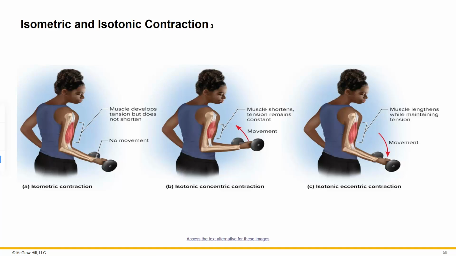So here is a picture of isometric contraction. You are not moving the weight, so the muscle develops tension but does not shorten. Isotonic concentric contraction is when you have shortening of the muscle. Isotonic eccentric contraction is when you have lengthening of the muscle. The tension is the same because you have the same weight in these situations, but one of them causes tension that shortens the muscle, the other causes tension that lengthens the muscle.